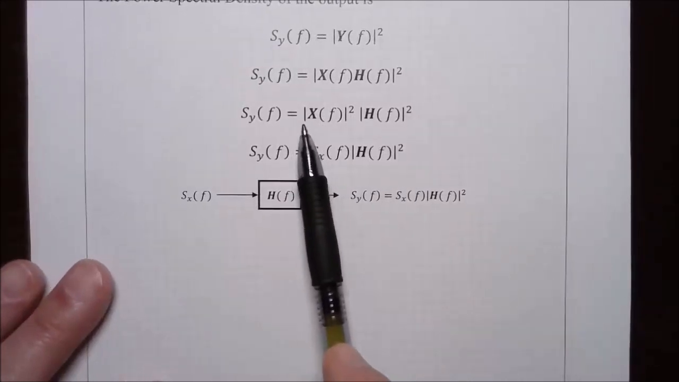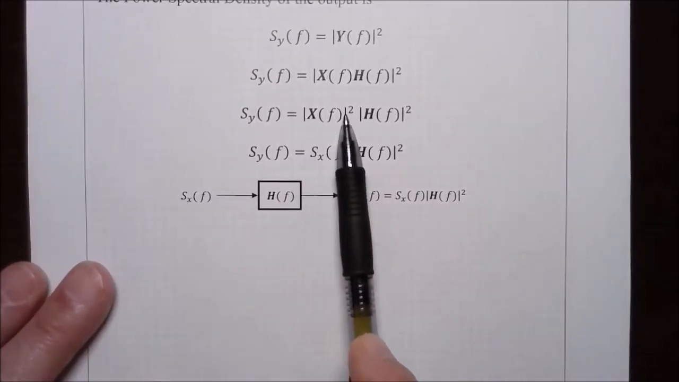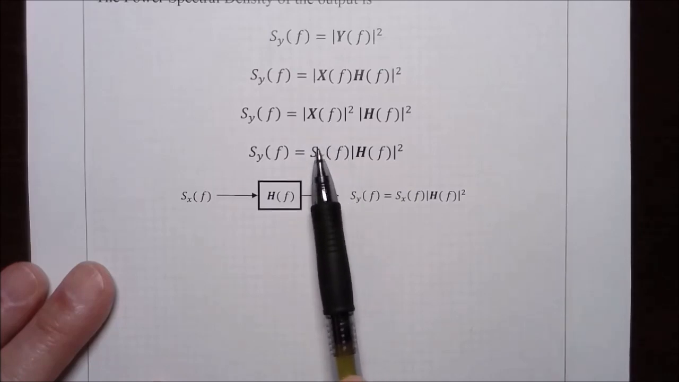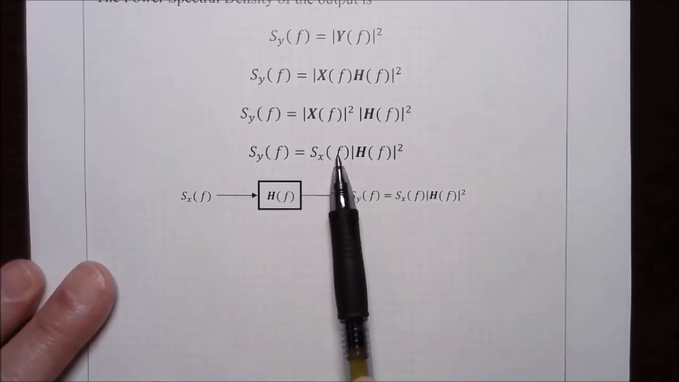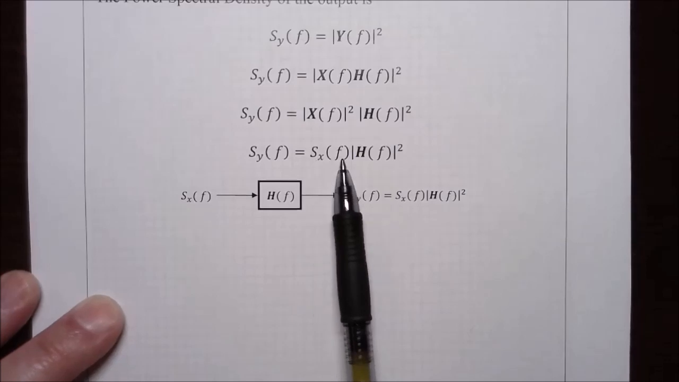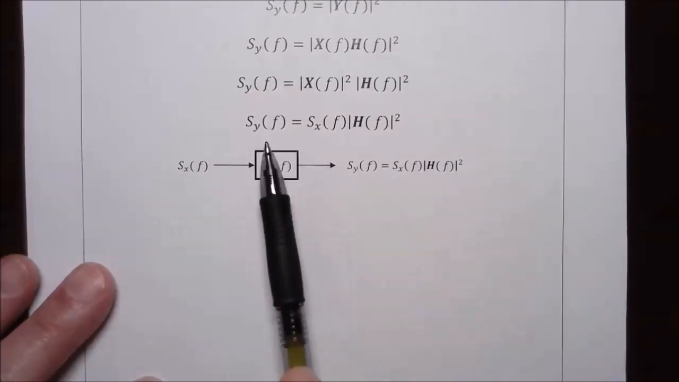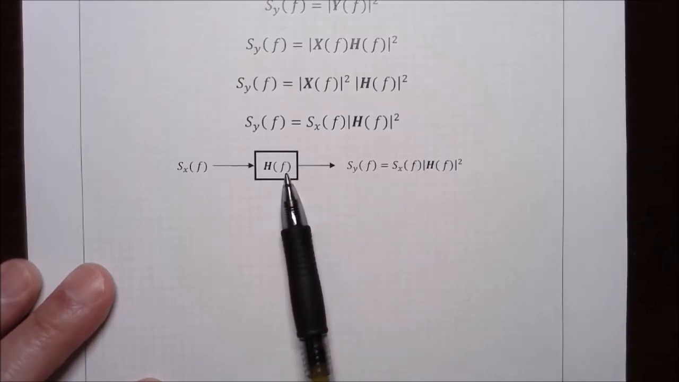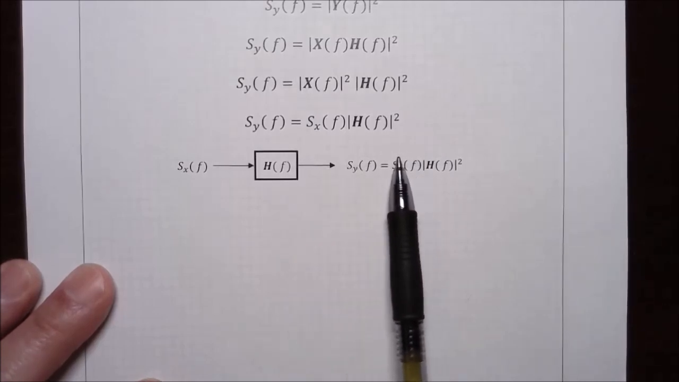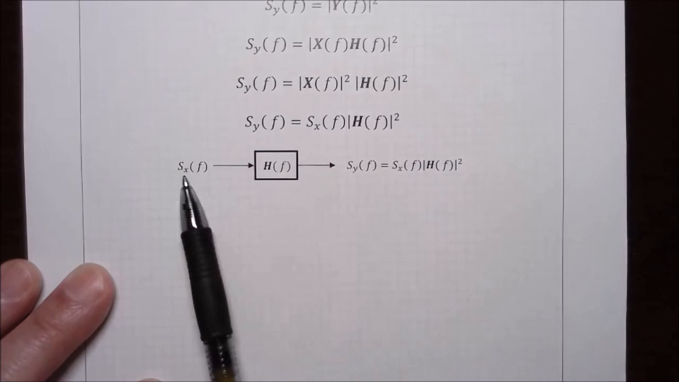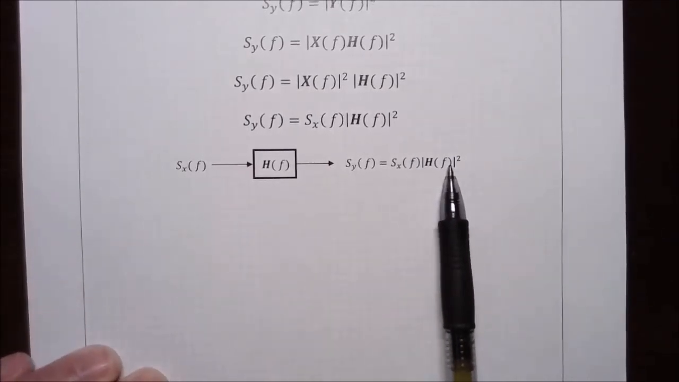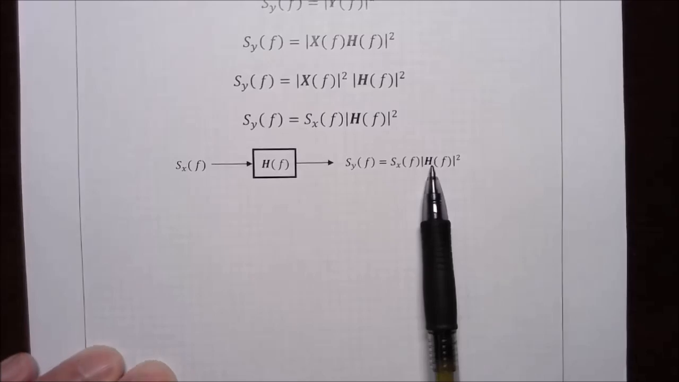Now, we've already defined the magnitude squared of the capital X of f. That's simply the power spectral density of the function x. So the power spectral density of the output from a linear system is equal to the power spectral density of the input to the linear system multiplied by the magnitude squared of the transfer function.